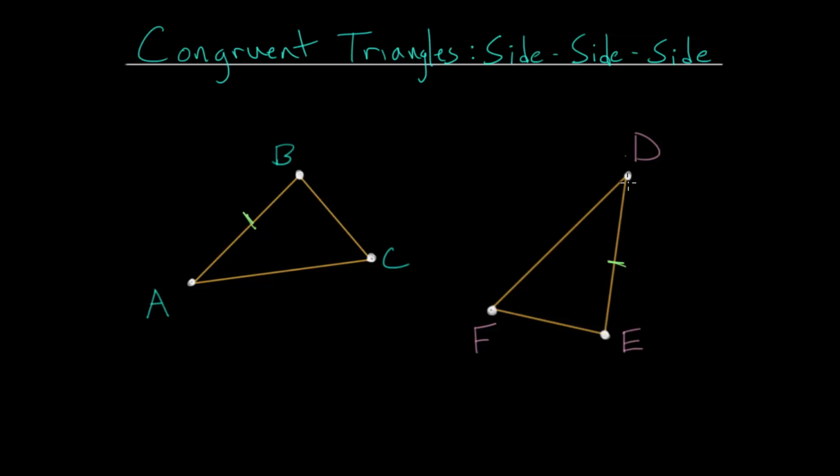So let's say that AB and DE are equal. We can say that BC and FE are equal to each other. And we can say that AC and DF are equal to each other. Then we can write that triangle ABC is congruent to triangle DEF.